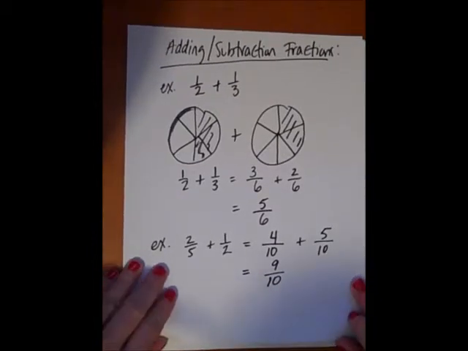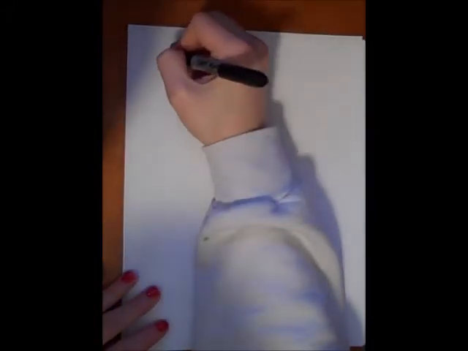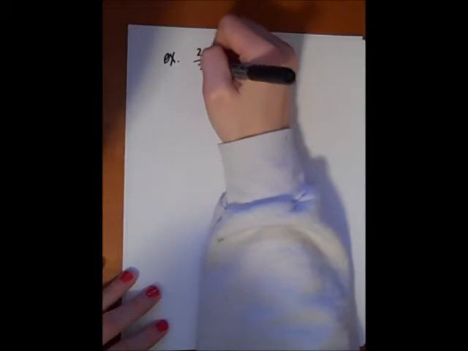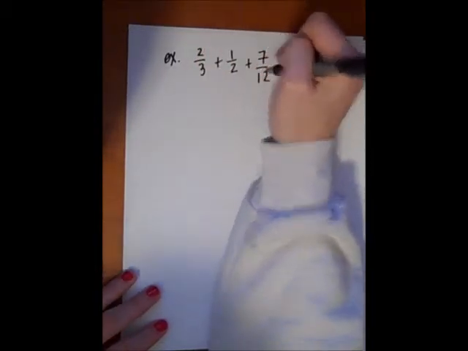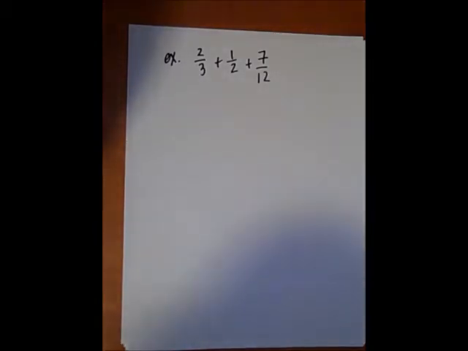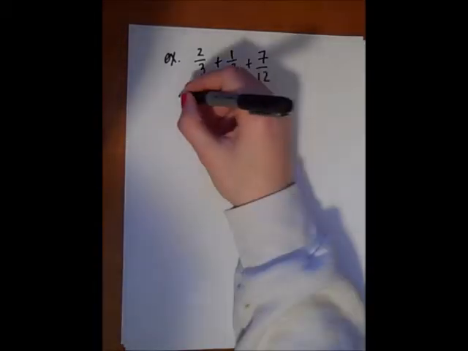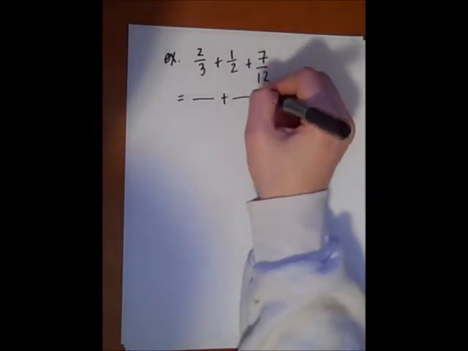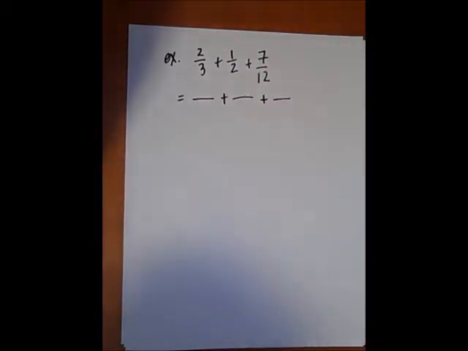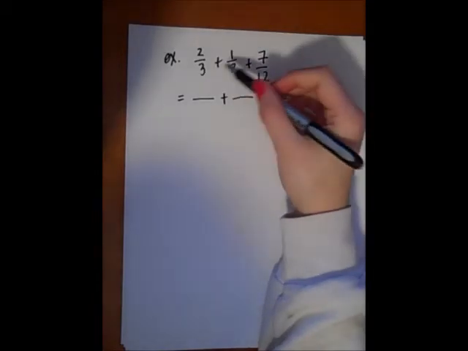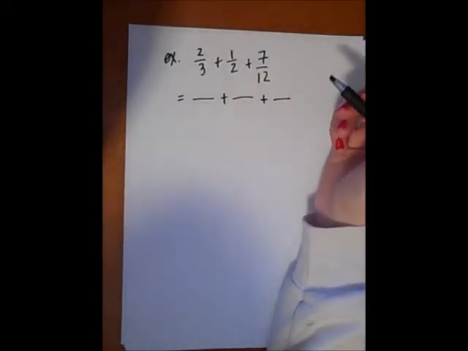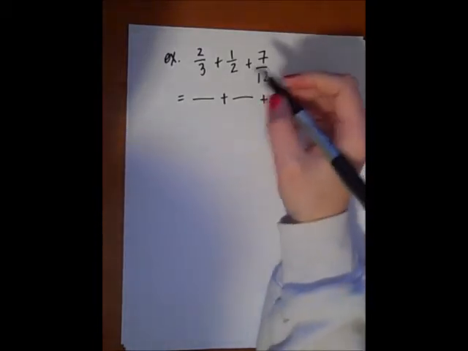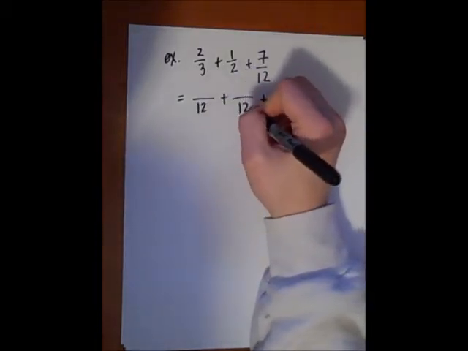Let's try one more of these. Let's say I have 3 fractions this time. So 2/3 plus 1/2 plus 7/12. I have 3 fractions that I'm trying to add together. First thing I need to do is find a common denominator. So I need to find some number that's divisible by 3, 2, and 12. Well, there are lots of numbers. You could choose 24 or 36, but 12 is actually a good one, so let's just use 12.